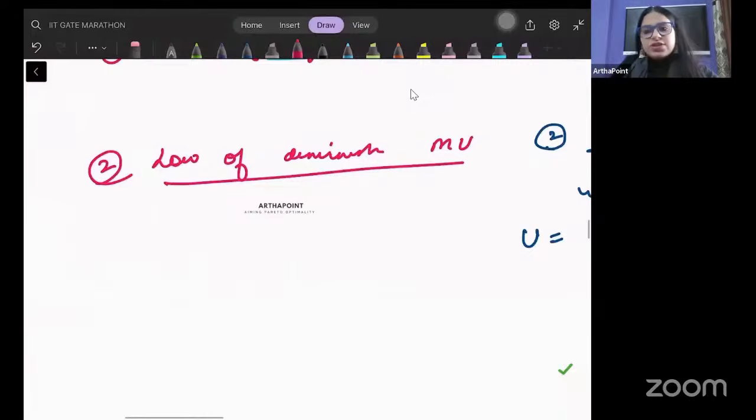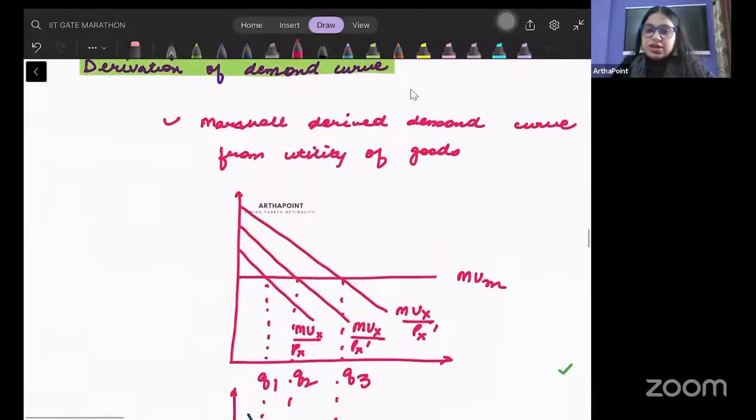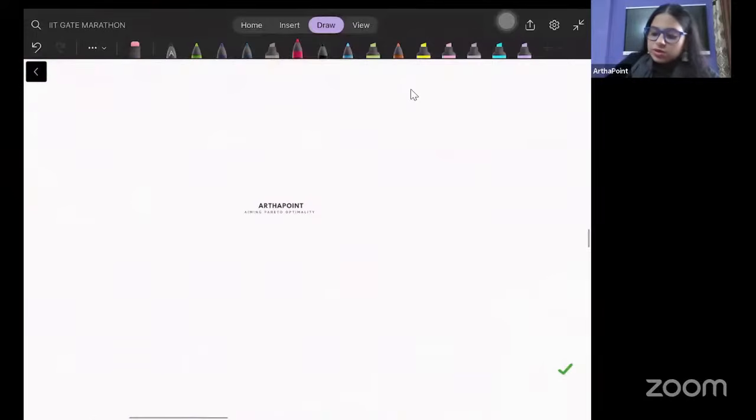The second is the law of diminishing marginal utility. All of us know that as consumption increases, marginal utility will decline. There are some limitations, so read those. Now, this is good.